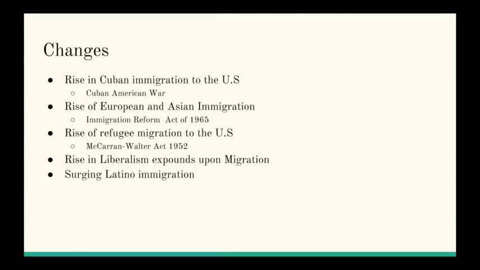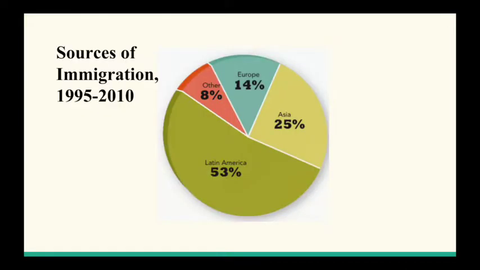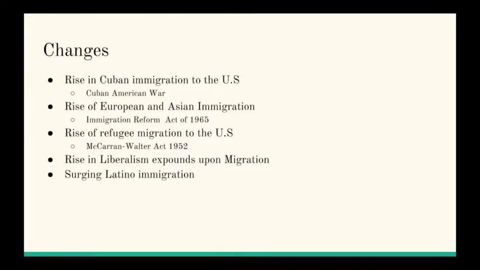And for the last change, we can see a surging Latino immigration. In 1960, the census reported slightly more than 3 million Latinos living in the United States. By 1970, that number had grown to 9 million, and by 2009 to 48 million.